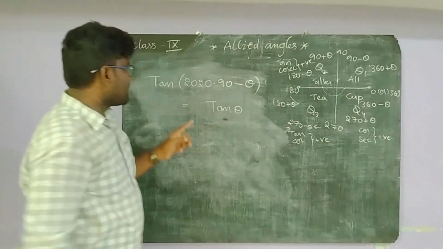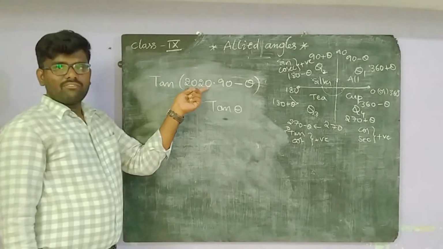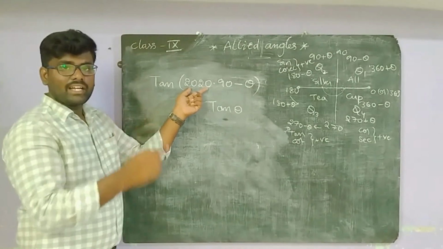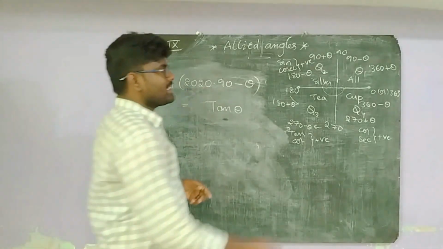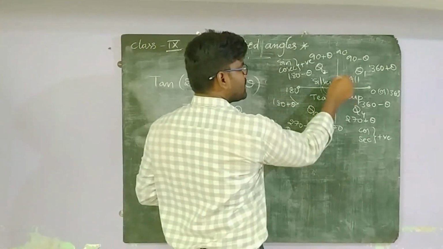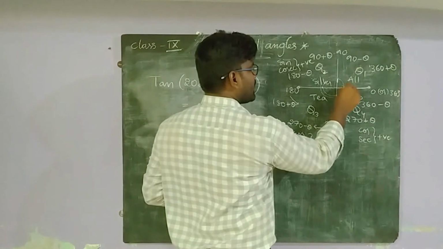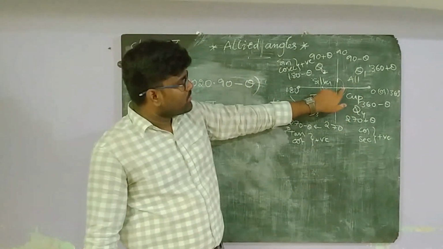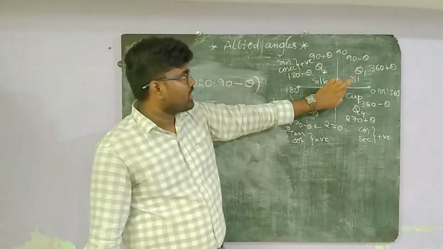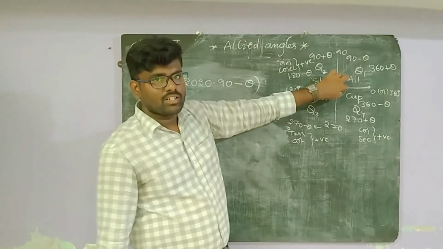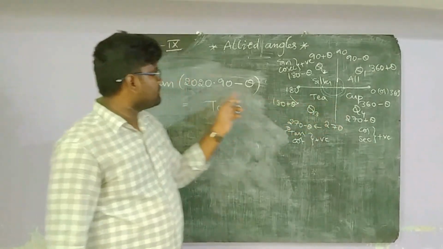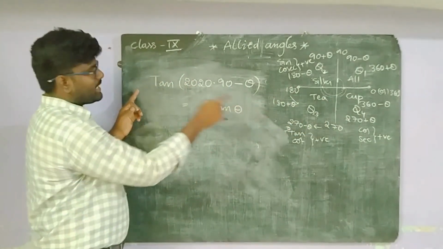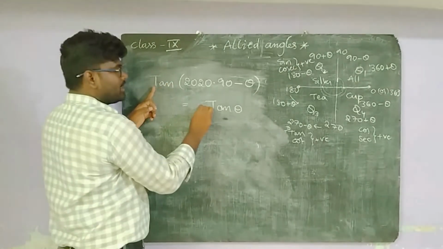In the same way, here we divide 20 with 4. The remainder we get is 0. Remainder 0 means the complete rotation is over. Here the complete rotation is over, and minus is there, so it is the fourth quadrant. If it were plus, it would be the first quadrant. Minus is there, so it becomes the fourth quadrant. In the fourth quadrant, what are positive? Cos and secant are positive, tan is negative, so we are getting minus tan theta.